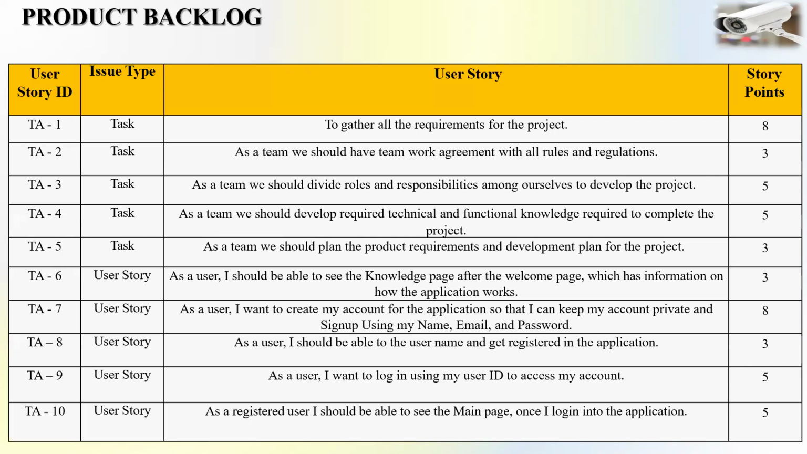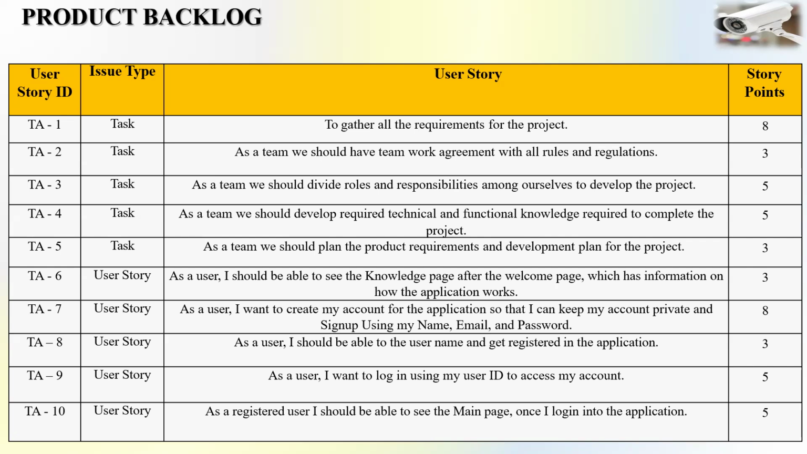For task 2, as a team, we should have a teamwork agreement with all the rules and regulations. For that, we have given 3 points. As a team, we should divide roles and responsibilities among ourselves to develop the project. For that, we have assigned 5 story points. As a team, we should develop the required technical and functional knowledge to complete the project. For that, we have assigned 5 story points.